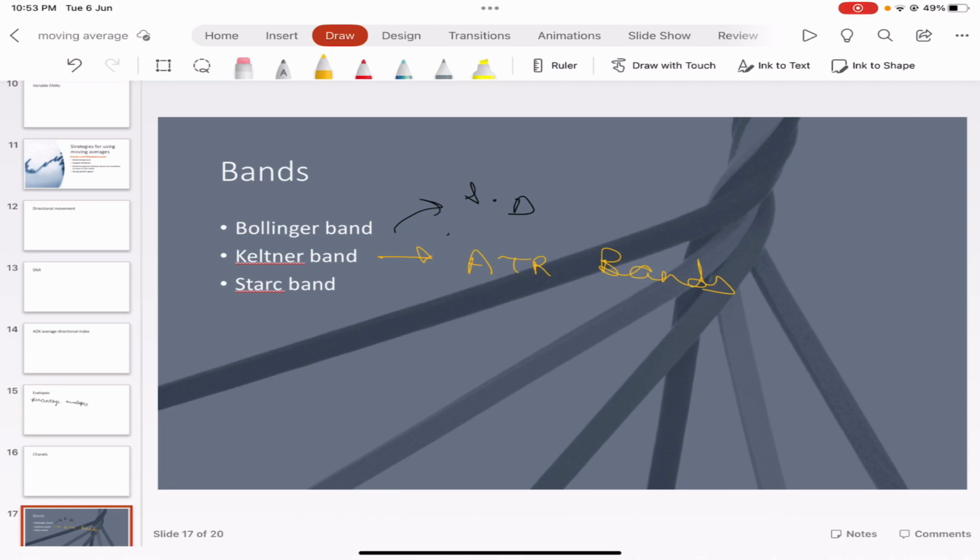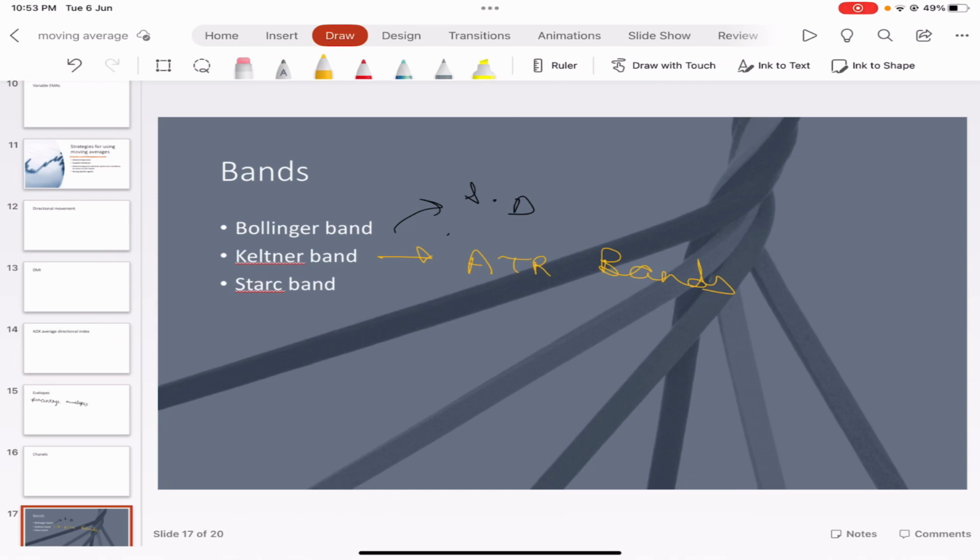So whenever they're asking what is the full form of STARC, you need to know that it is Stoller Average Range Channel, and it was invented by Manning Stoller. This system uses the ATR over 5 periods, added to and subtracted from a 5 period SMA of prices. So what is ATR? ATR is my average true range. So average true range over the past 5 periods is added and subtracted to the 5-day SMA.